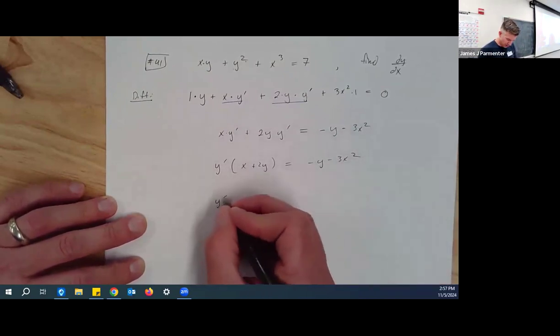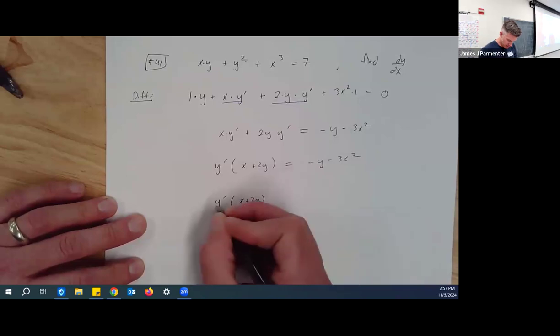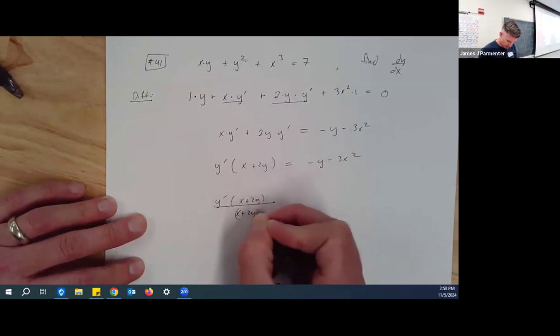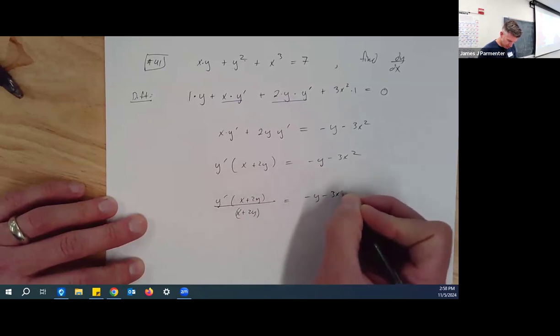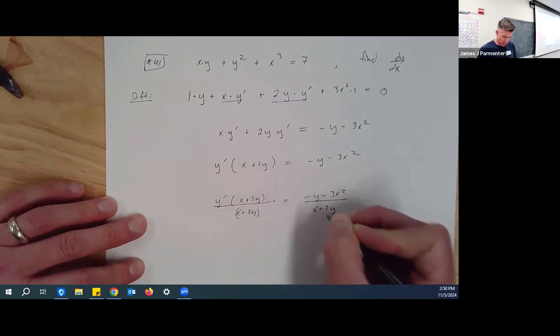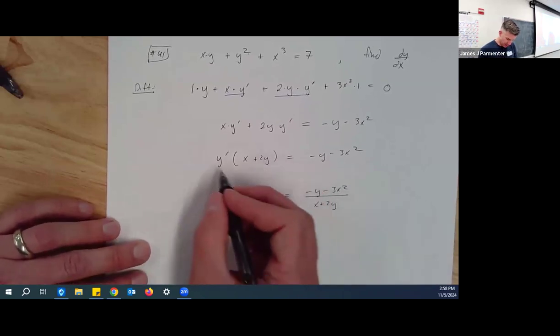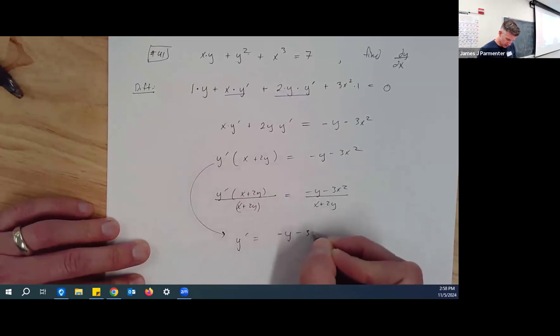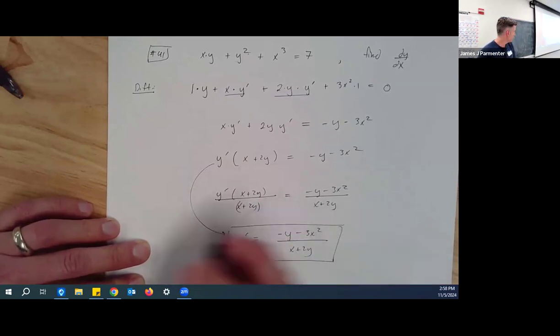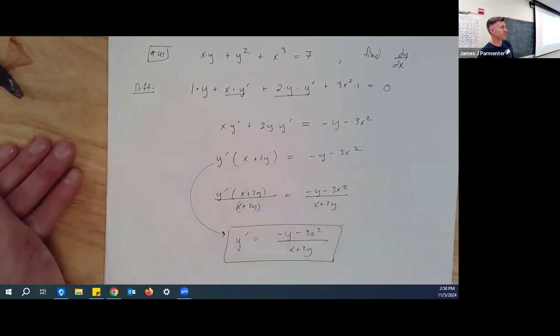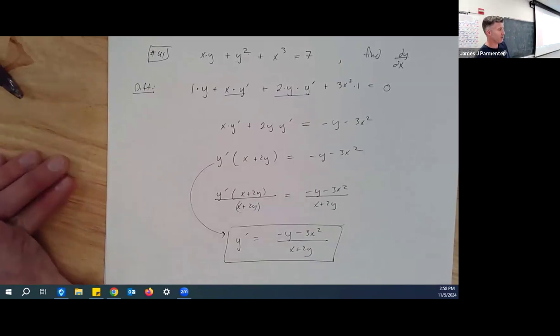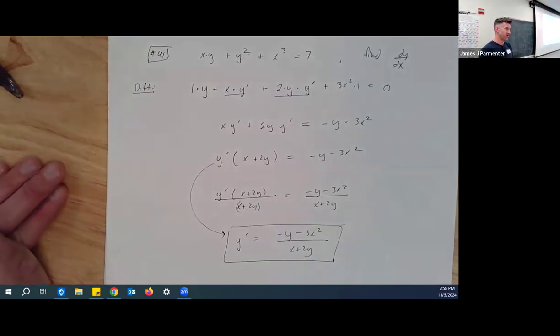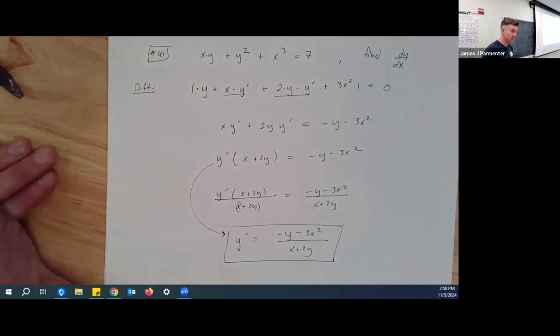So we have y prime times (x plus 2y) divided by (x plus 2y) equals negative y minus 3x squared divided by (x plus 2y). If I had written more than I needed to there, I would have simply gone from the previous step straight to saying y prime equals (negative y minus 3x squared) divided by (x plus 2y). So there is our derivative in terms of both x and y. Almost always when you're using implicit differentiation, you're going to get your derivative in terms of x and y. It's just the way it goes. There's no better way to do it.